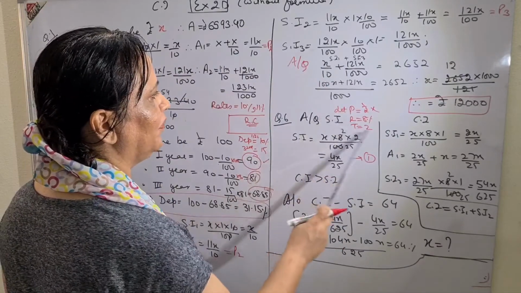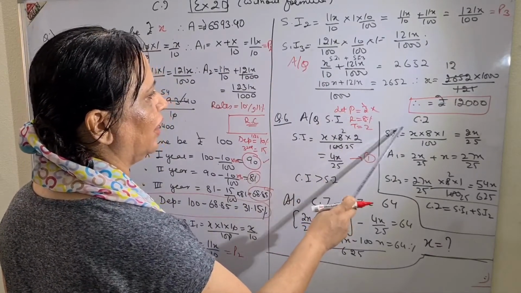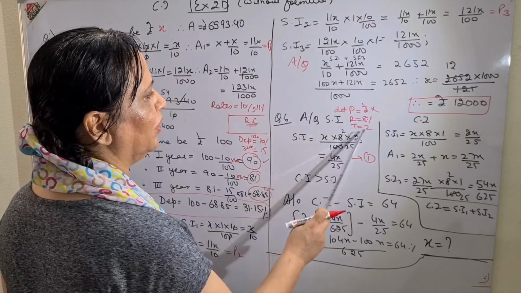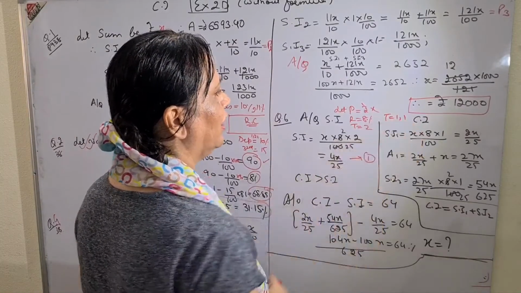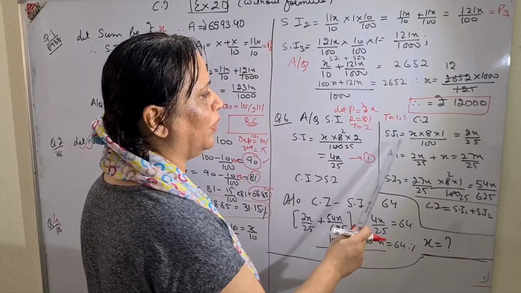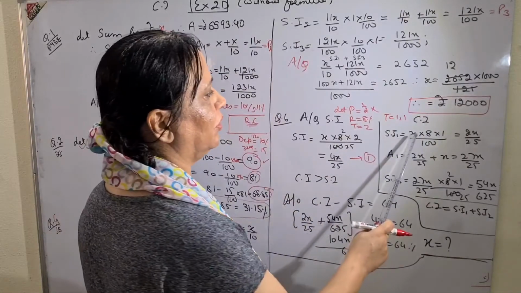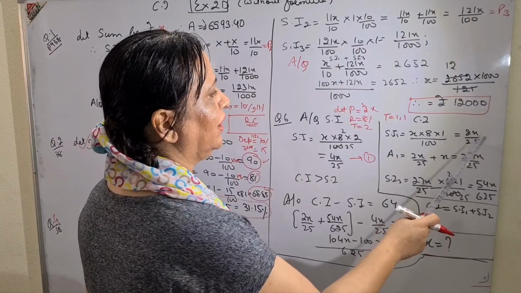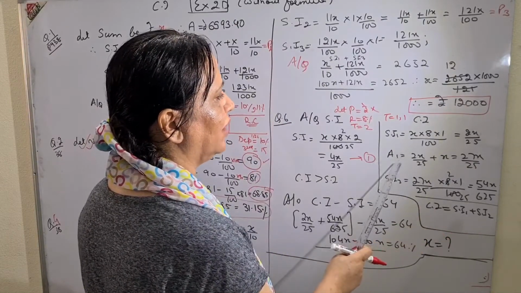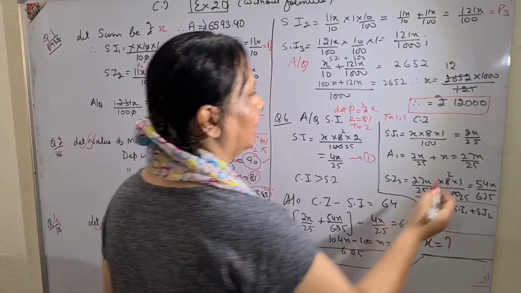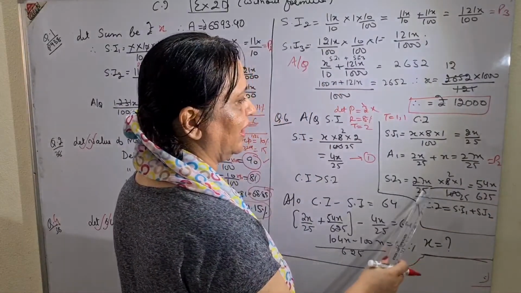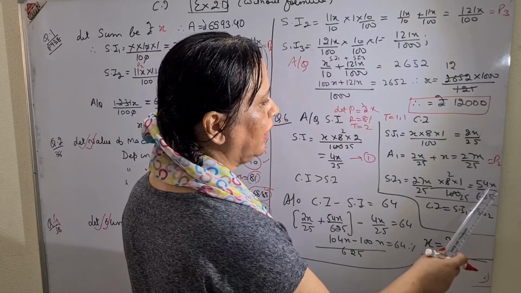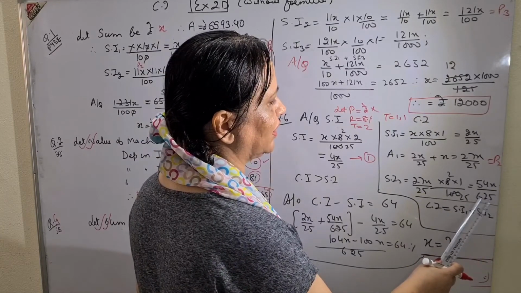Then on the same data, compound interest without using the formula. And you know that for compound interest without using the formula, I take time to be 1, 1. For compound interest for the first year is equal to X into 8 upon 100 into 1. This is 2X upon 25. Then amount 1 will become the principal for the second year, and the compound interest for the second year I again calculated. This was 54X upon 625.